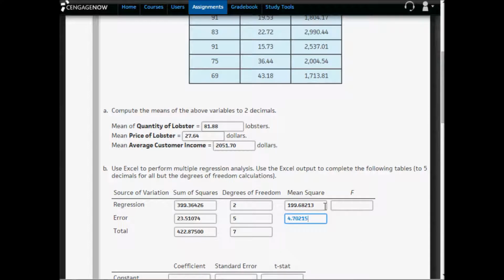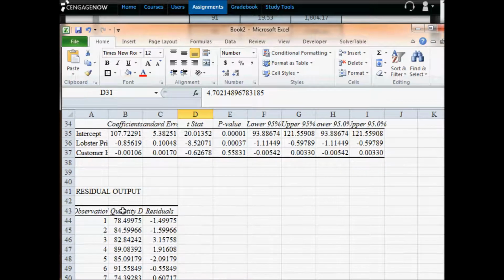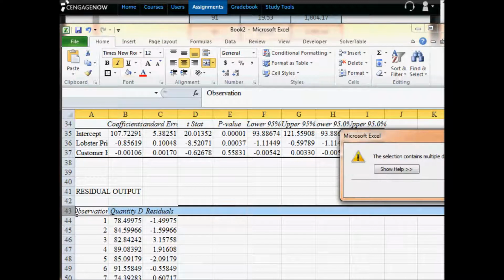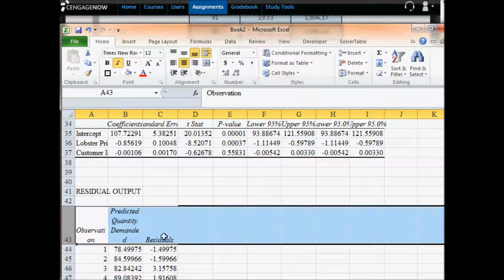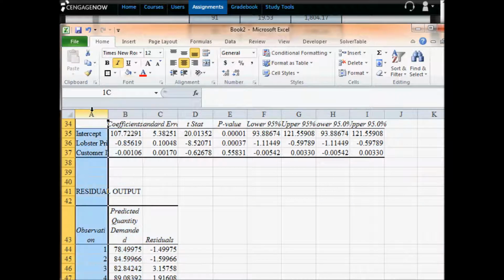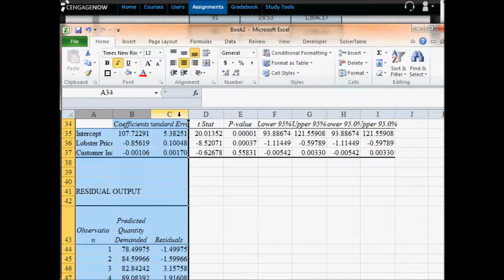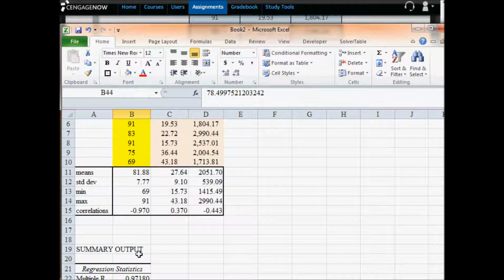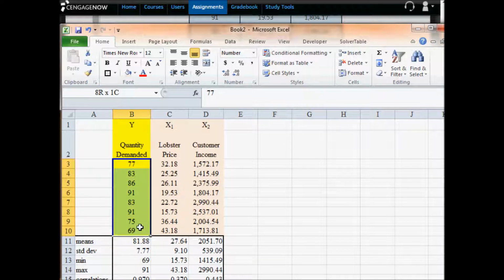The F-stat is a ratio of variances. This is an estimate of a variance, and this is an estimate of a variance. You can think of this as the variance of the y-hats, the predicted quantities demanded. So these right here are the predicted y's, and notice that they're really close to the actual quantity demanded.